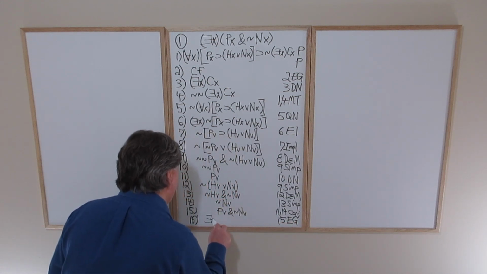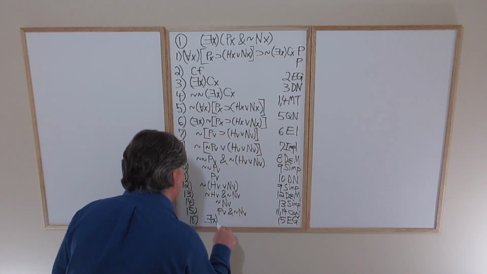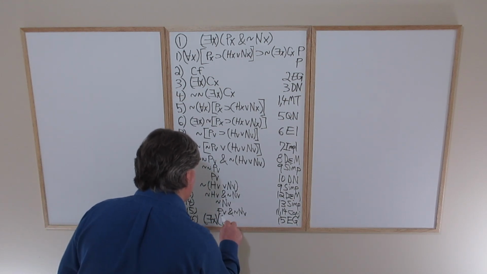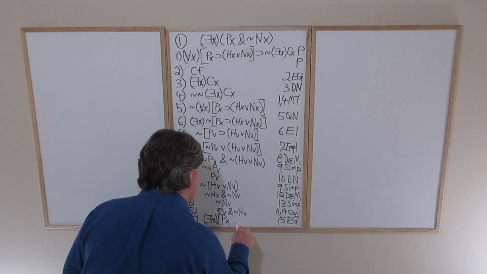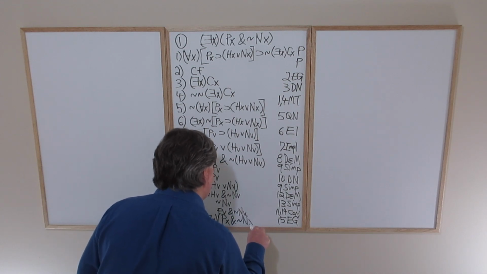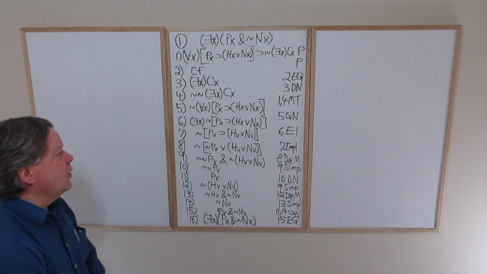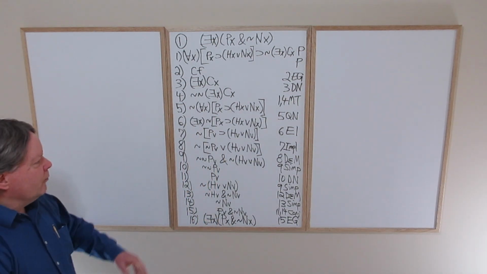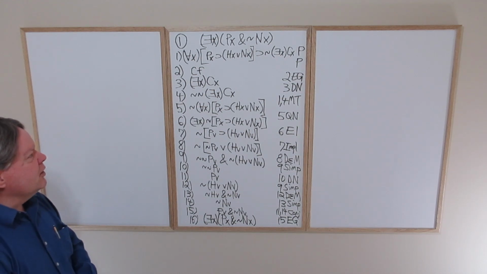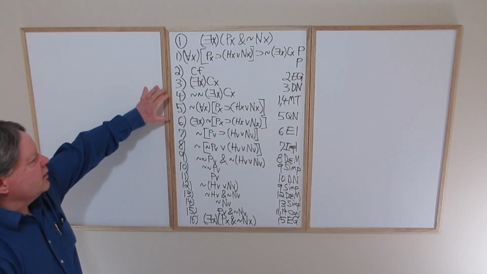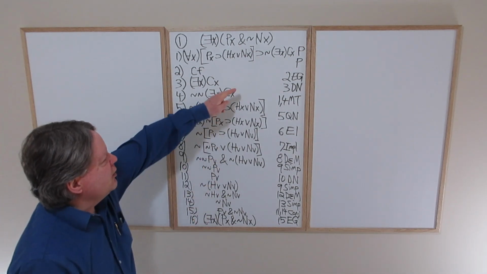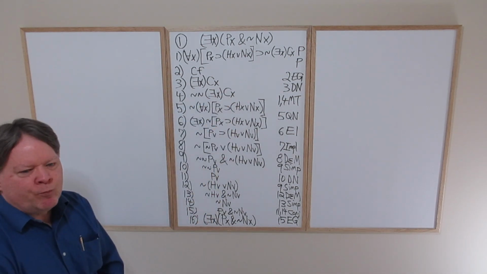So if unspecified V is a physician and not a neurologist, then there's at least one X such that X is a physician, and it's not the case that X is a neurologist. So, a fair amount of sentential logic. We've also got some of the new stuff. We've got an EI and a QN, we've got an EG.